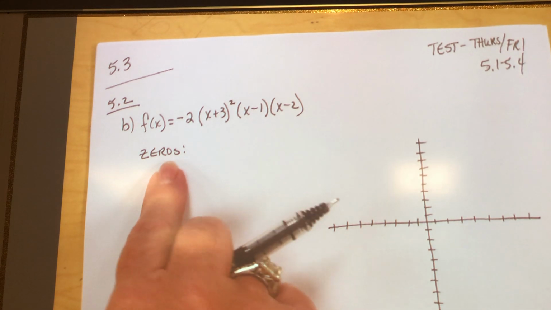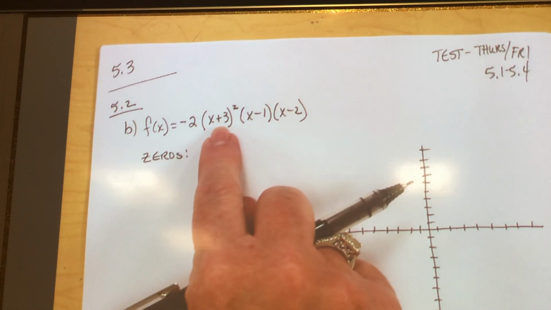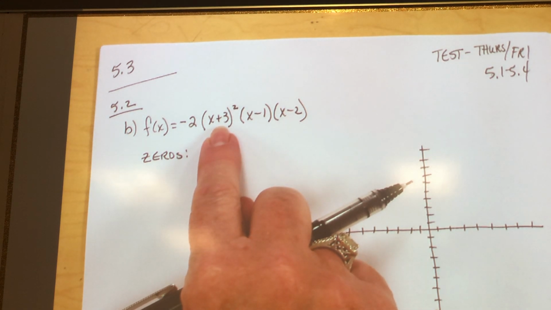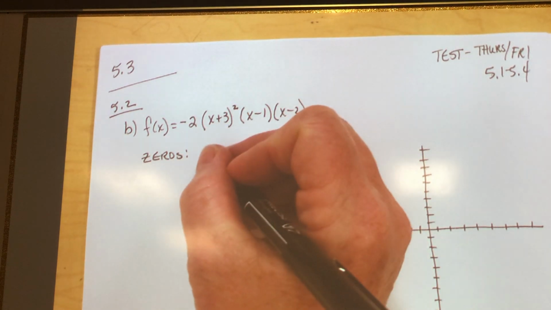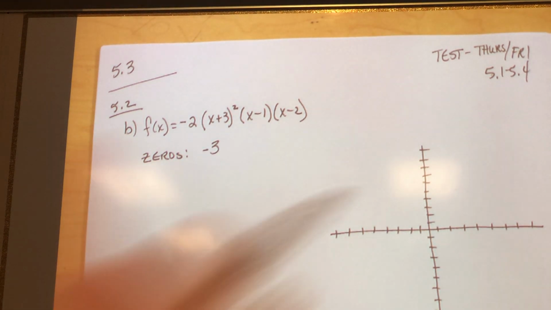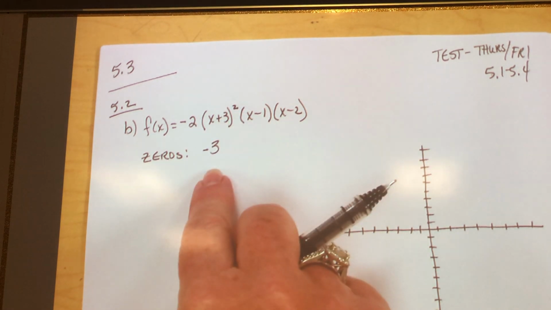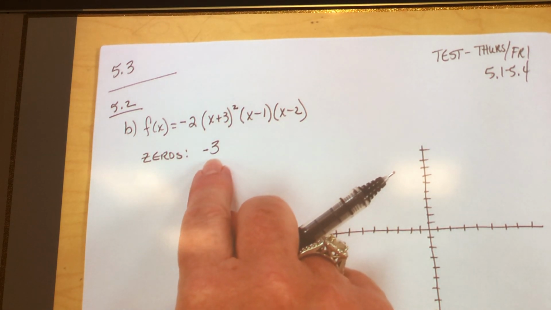But this one, I don't have to do that way. I can look up here and find my zeros. If x plus 3 is my factor, what's the 0? -3. And how many times does that -3 occur? Twice. This factor occurs twice. So -3 must be a what? Double root.